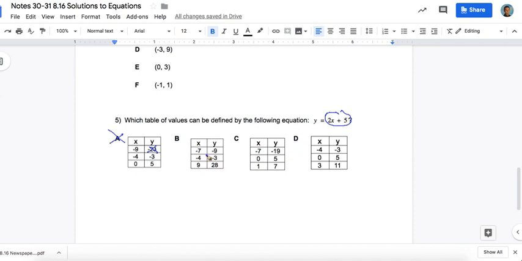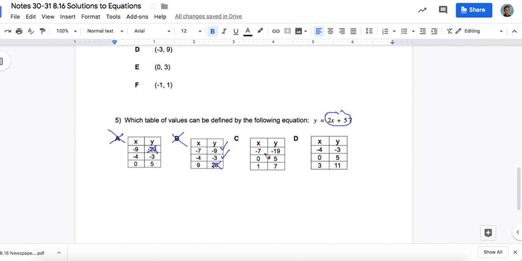The next one, my rule is 2 times x, or my input, which is 2 times negative 7 is negative 14. And negative 14 plus 5 is negative 9. So that works so far. But I can't assume all the other ones are going to work. I have to keep going all the way through. So 2 times negative 4 is negative 8. Negative 8 plus 5 is negative 3. So it works. But look what happens with this one. 2 times 9 is 18, and 18 plus 5 is 23. So that's why we check all of them, because it didn't fail until the very end.